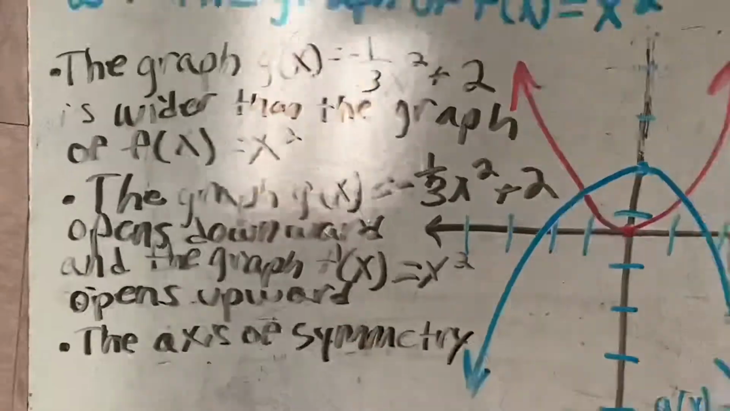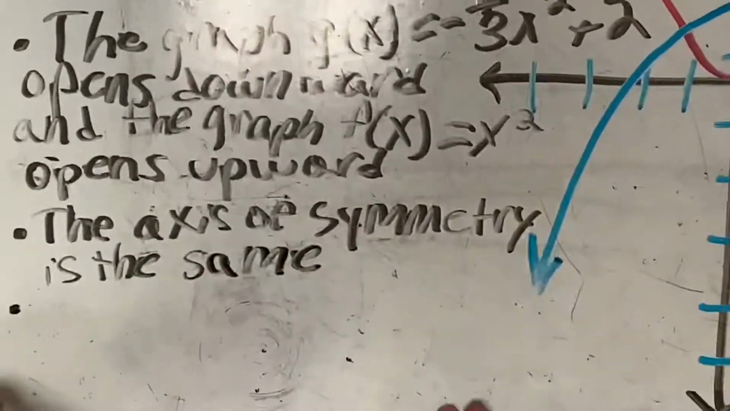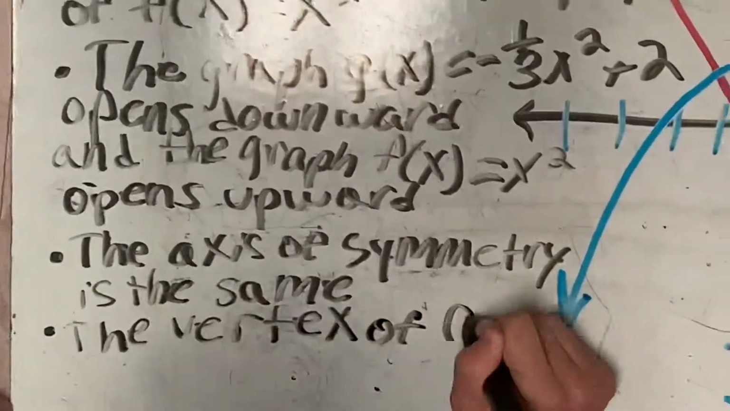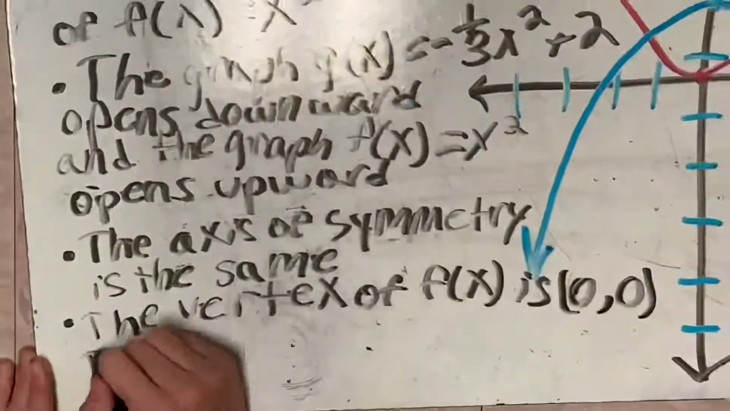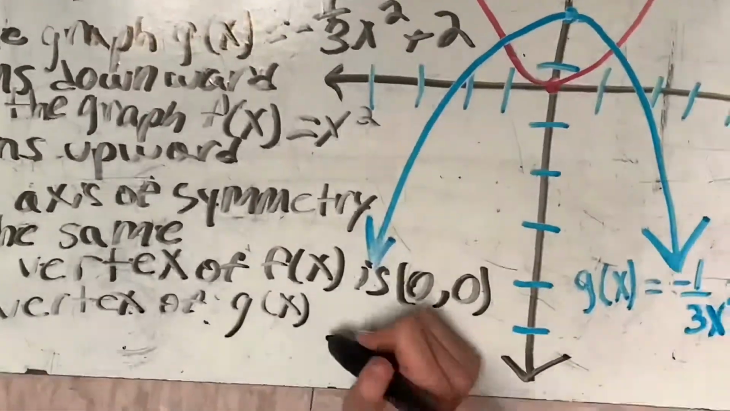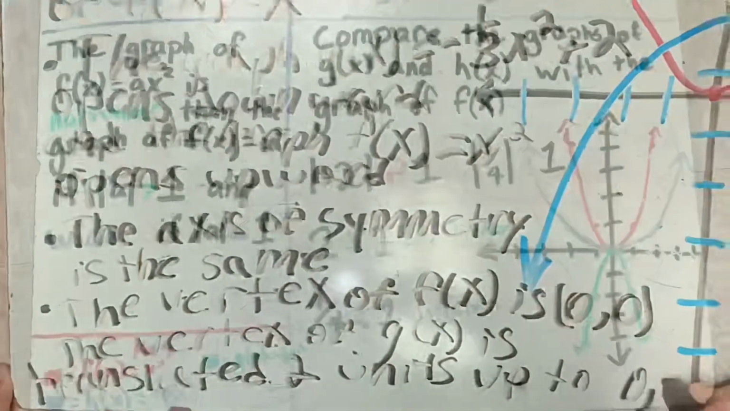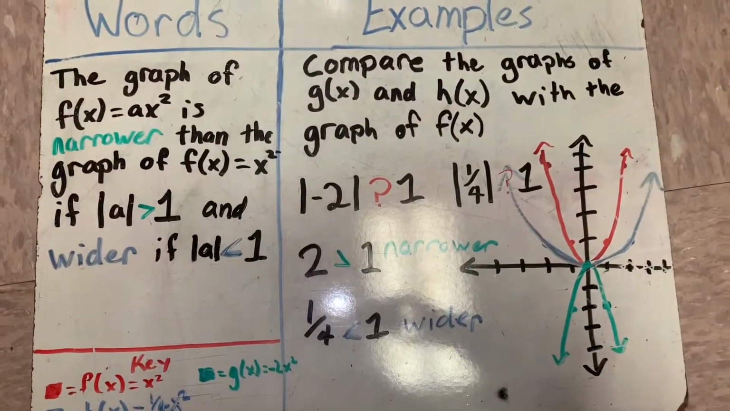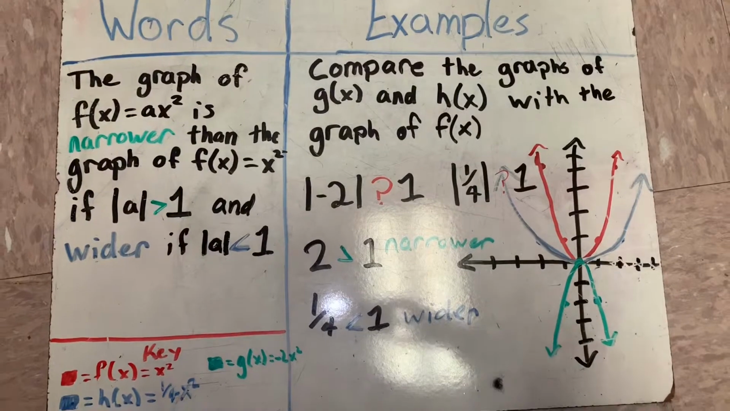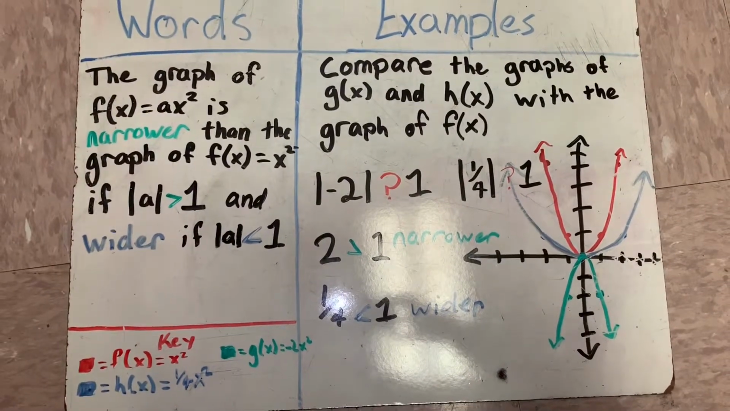The axis of symmetry is the same. The vertex of f of x equals x squared is (0, 0). The vertex of g of x equals negative 1/3 x squared plus 2 is translated 2 units up to (0, 2). The graph of f of x equals ax squared is narrower than the graph of f of x equals x squared.